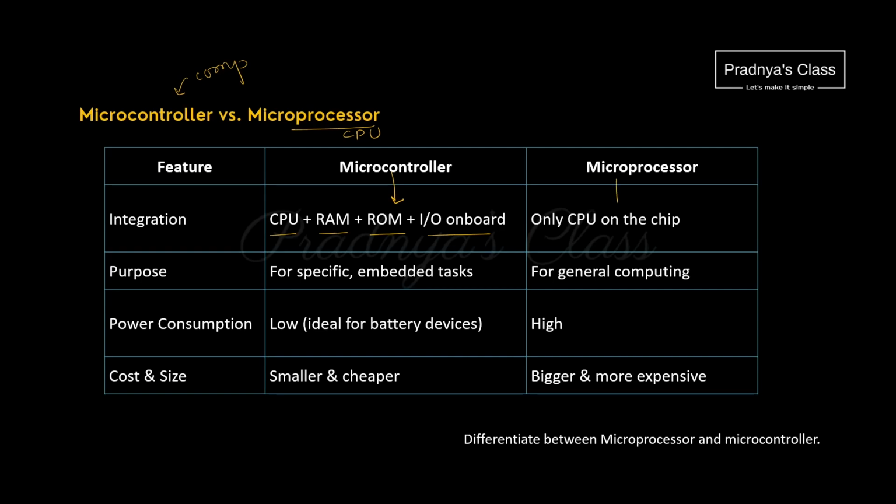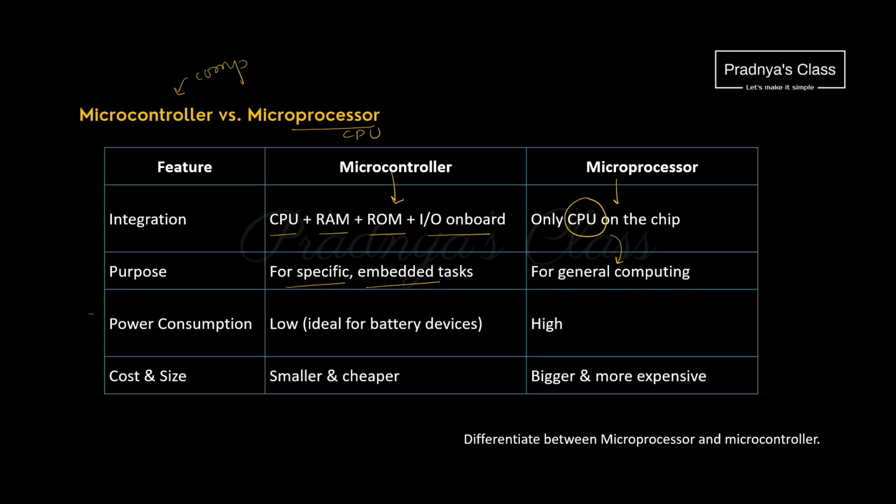Whereas a processor will have only a CPU. What's the purpose of a microcontroller? It can be used for a specific purpose or some embedded task, and a CPU can be used for general computing. You can install that CPU in any system.